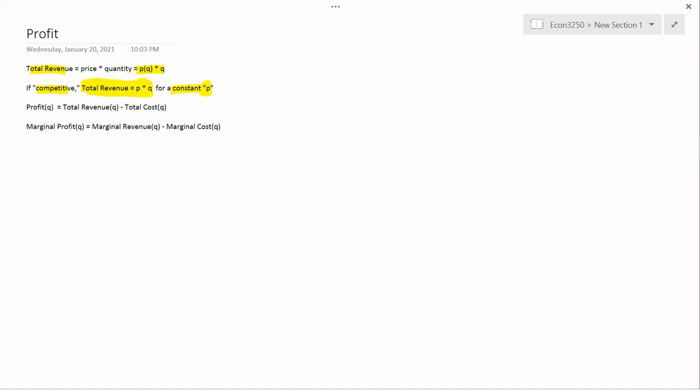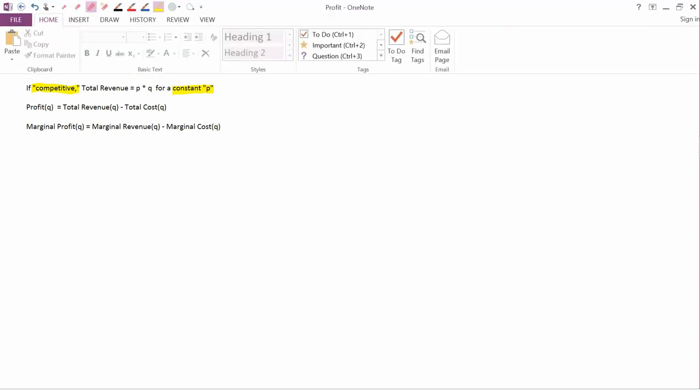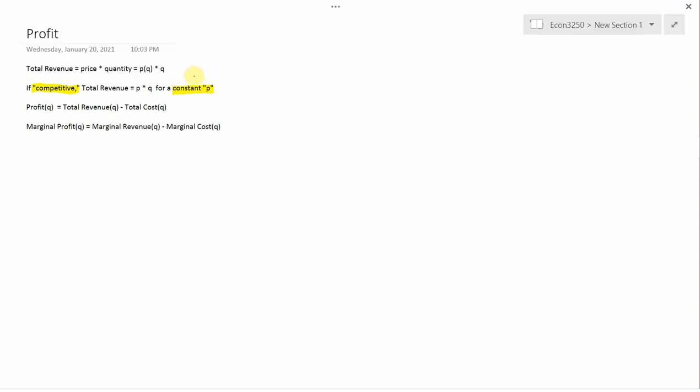Now let's pause for a minute to think about what it really means to say that a firm is competitive in economics. So I defined it as a constant P. Another way that economists sometimes describe constant P is that the firm takes price as given.